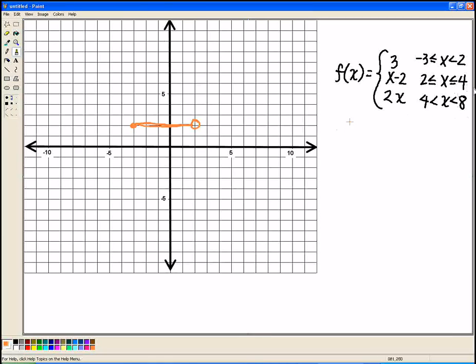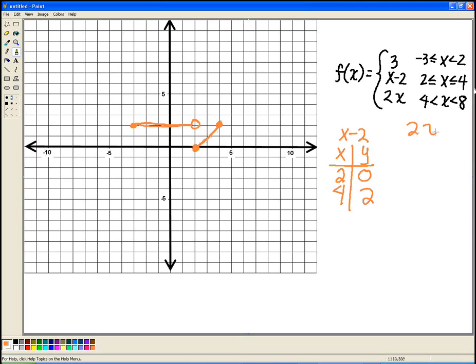From 2 to 4, my function's equal to x minus 2. On this one, I'm going to have to actually look at some values. If I plug in 2, my y would be 0. If I plugged in 4, my y would be 2. So at 2, it's 0, and at 4, it's 2. So here's the second piece of this function.